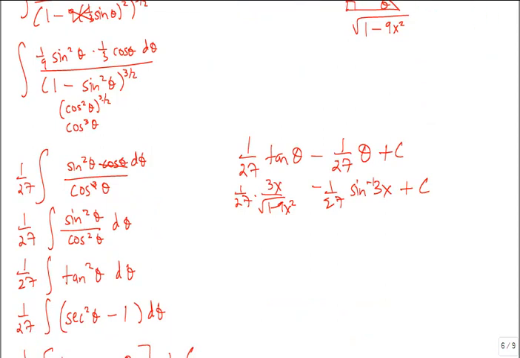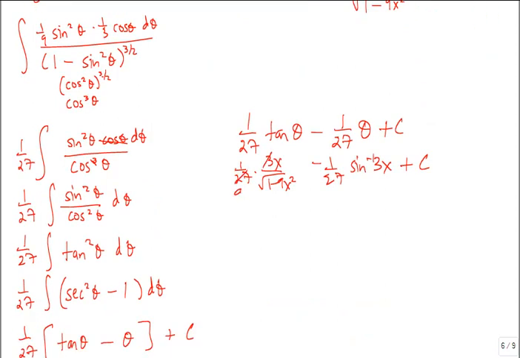And last thing I'm going to do is just reduce this a little bit. So this is x over 9 square root of 1 minus 9x squared minus 1/27th inverse sine of 3x plus c.